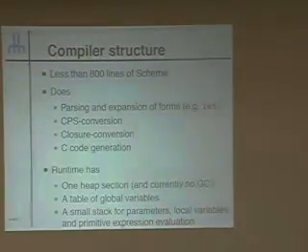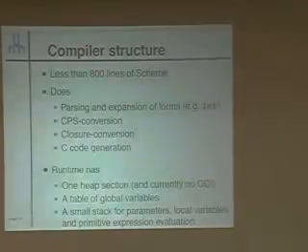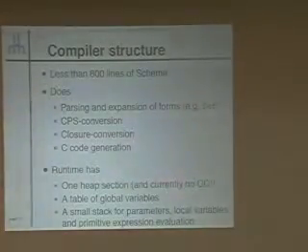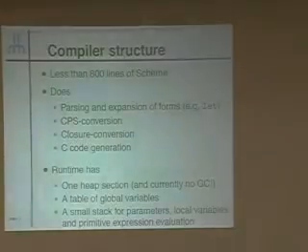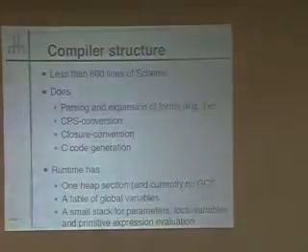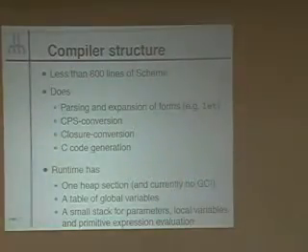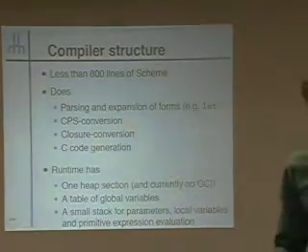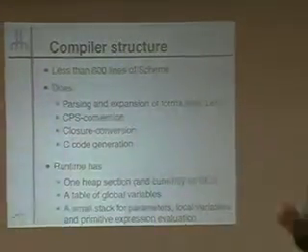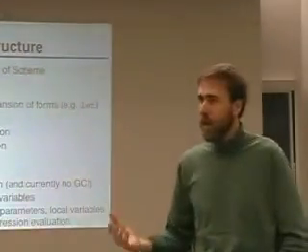If we look at the runtime, it basically allocates one heap section. Currently there's no support for garbage collection, but that could be added. I mean, there's no garbage collector. There is actually support for garbage collection in how objects are represented, but no garbage collector. Then there's a table for the global variables. And then there's a small stack for passing parameters, allocating local variables, and also for primitive expression evaluation. This is really a fixed size stack. It's not a call stack or anything like that.